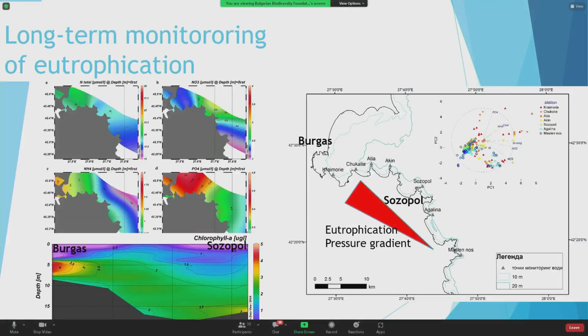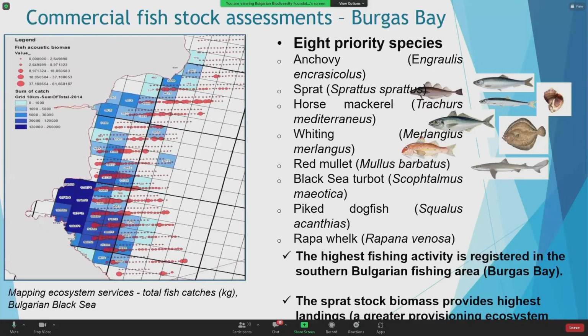Okay, this is somewhat different data, but it's related to the productivity of the waters in the coastal zone. This is aggregation of data on the commercial fisheries in the Burgas Bay and also in the Bulgarian Black Sea coast in general. As you can see, the majority of the fishing effort in landing of fish stocks in Bulgaria is happening in the Burgas Bay area, mostly offshore from Sozopol, Nesebar, and in the open sea.